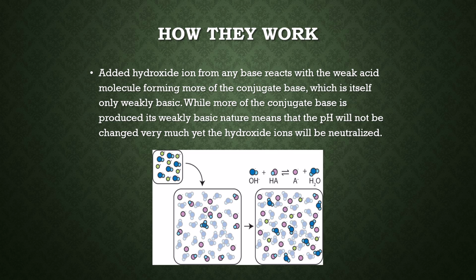If you add hydroxide ions from any base, it reacts with the weak acid itself, forming more of the conjugate base. So what happens is the hydroxide ion takes the proton from the weak acid, which turns into the conjugate base, and the added hydroxide simply turns into water. So that means any added base essentially is neutralized.